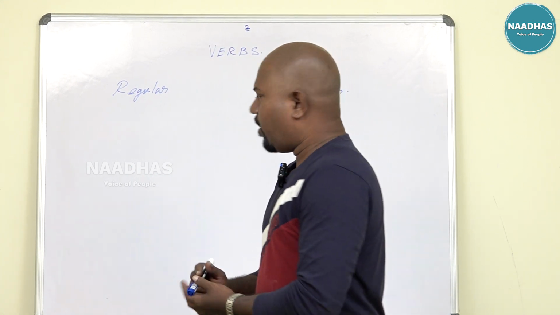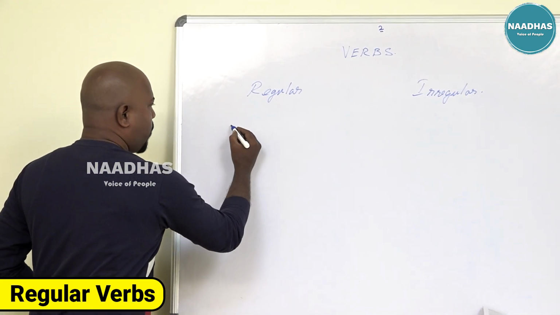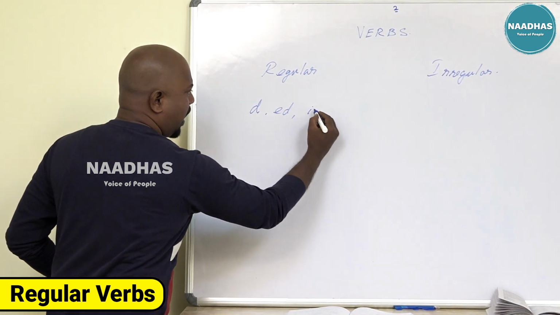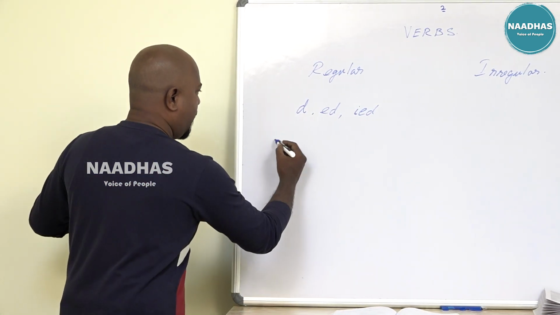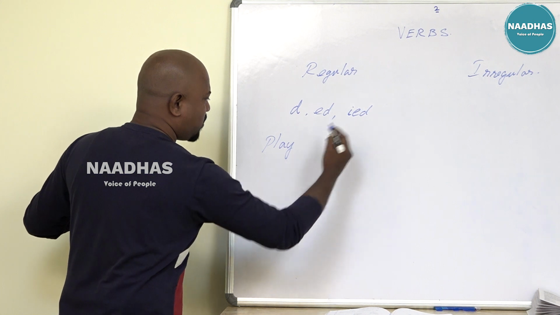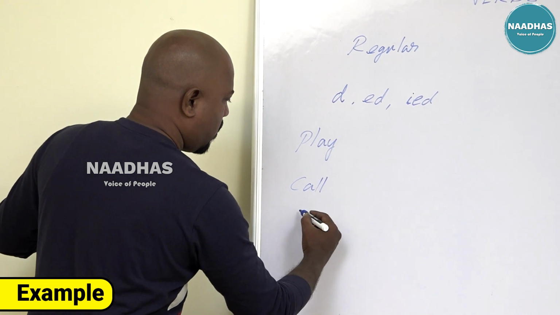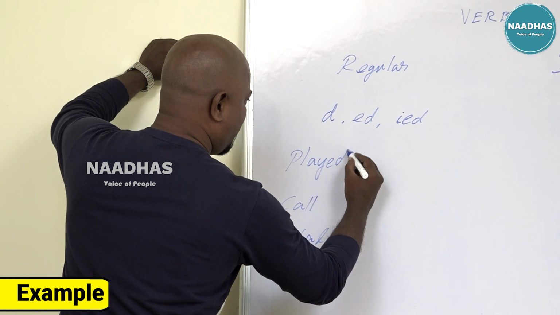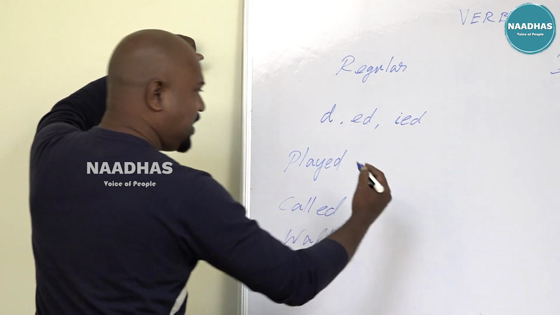So, for regular verbs, as the name itself indicates, when you add just D, ED, or IED, it goes to the past tense. For example, play, when you add ED, it becomes played. And call, or walk. Some other examples where you can just add ED, played, called, or walked, or just D alone.